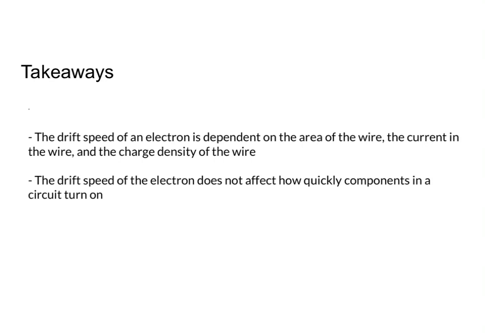First of all, the drift speed of an electron is dependent on the area of the wire, the current in the wire, and the charge density of the wire. It's also dependent on the charge of the electron, but since that's constant, I am not going to add that in here. Finally, the drift speed of the electron does not affect how quickly components in a circuit turn on. So components in a circuit will immediately turn on when you flick a switch because all of the electrons of the circuit will start moving almost instantaneously.